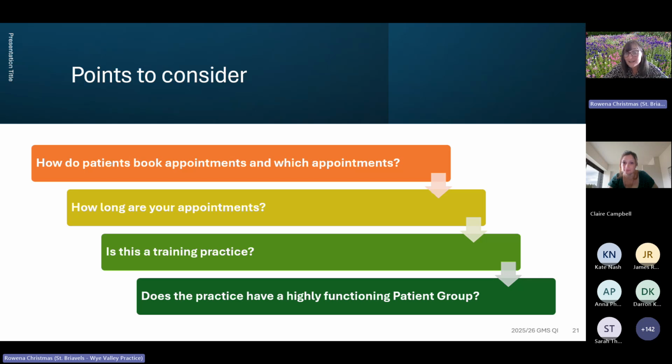Think about the average waiting time for an appointment. We know this is a real barrier. If your patients are already waiting 5 weeks to see a GP routinely, they may not want to wait 7 weeks to see the GP of their choice. So have a look at that.